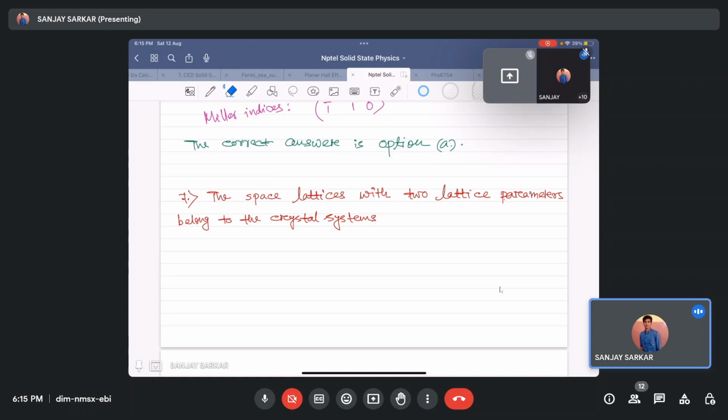The space lattices with two lattice parameters belong to the crystal systems. A is tetragonal, rhombohedral, and hexagonal.